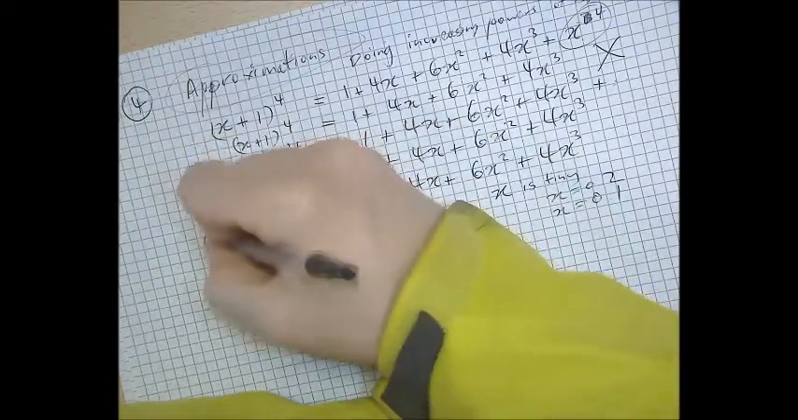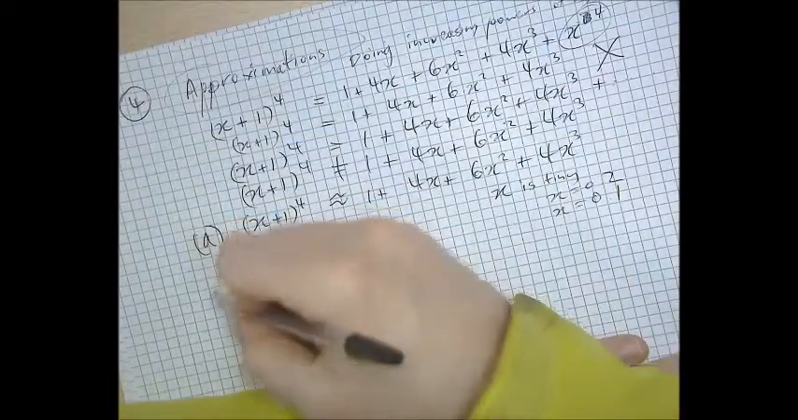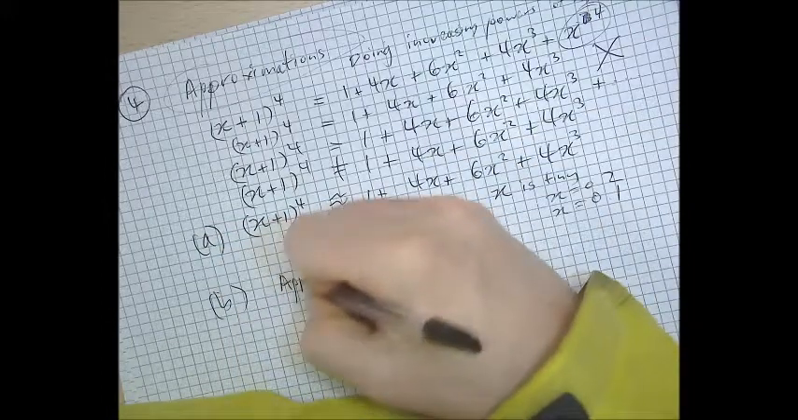So that's part A. That's just the algebra part. B is when they give you a specific job.